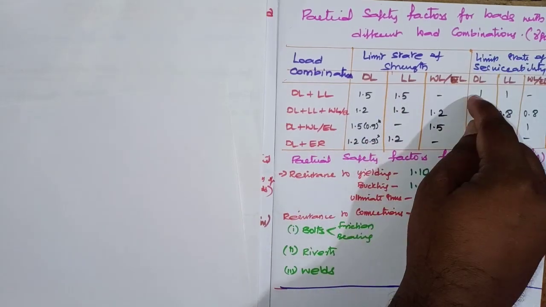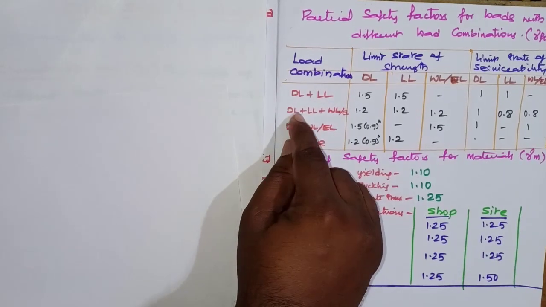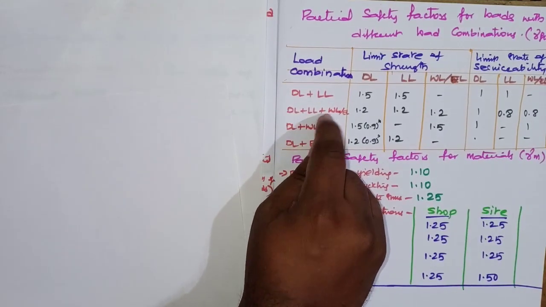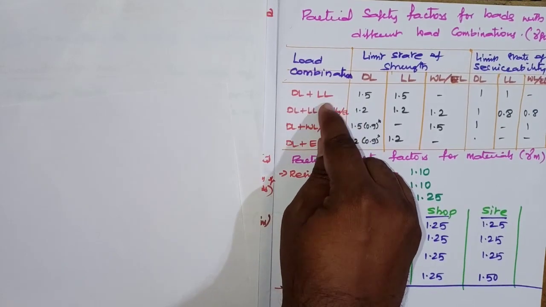Coming to the serviceability, it is 1 and 1. Next, under the combination of these two, now see here, I have given dead load, live load plus wind load or earthquake load. Oblique I have given.